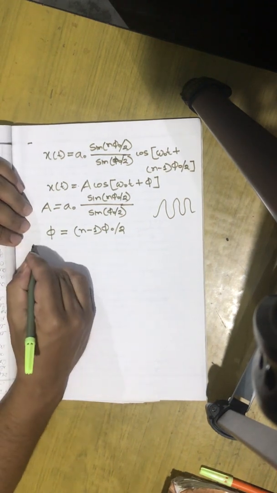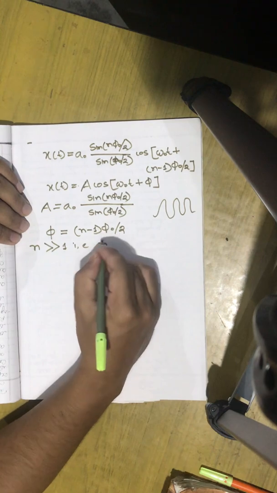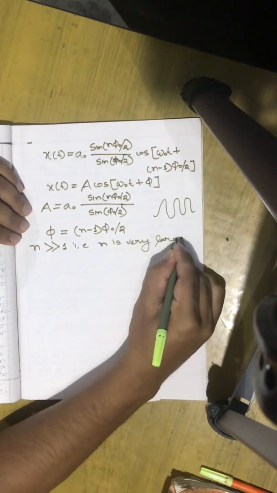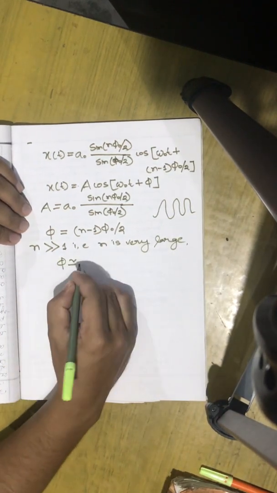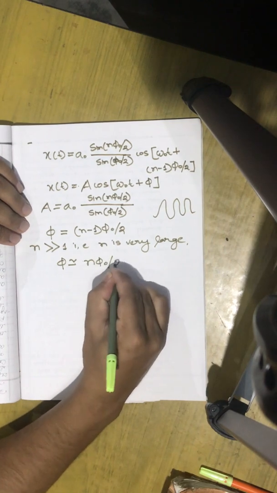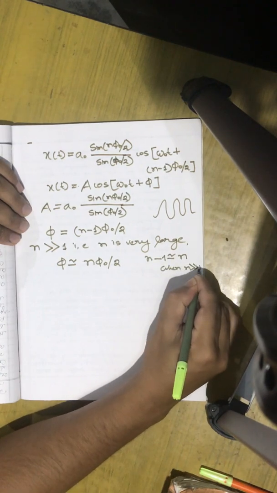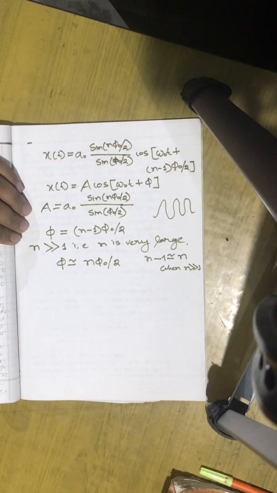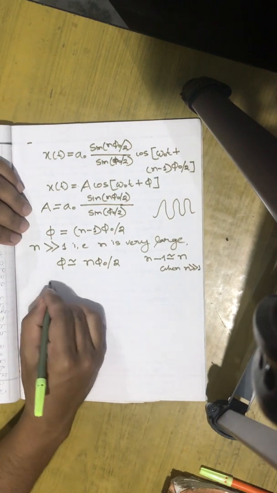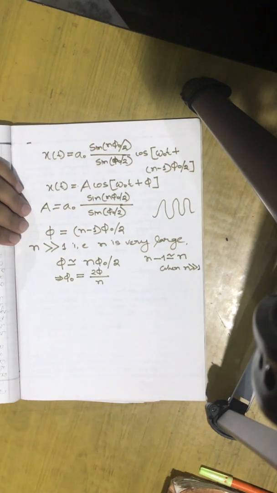Now let us consider the case when n is much greater than 1, that is, a large number of simple harmonic oscillations superimpose. In that case n minus 1 is almost equal to n, so we can write phi equal to n phi naught over 2. So phi naught will be equal to 2 phi divided by n.